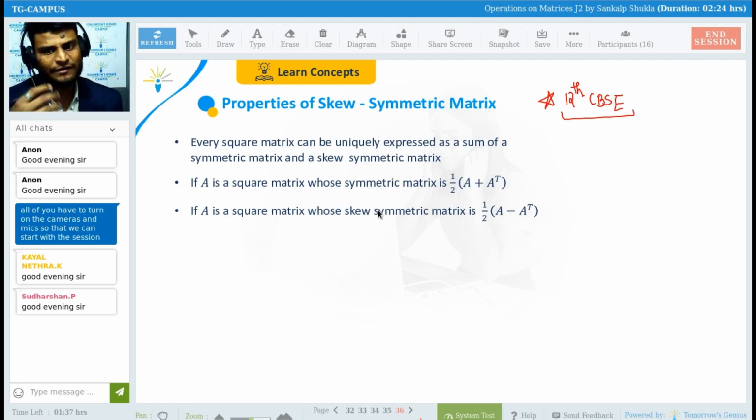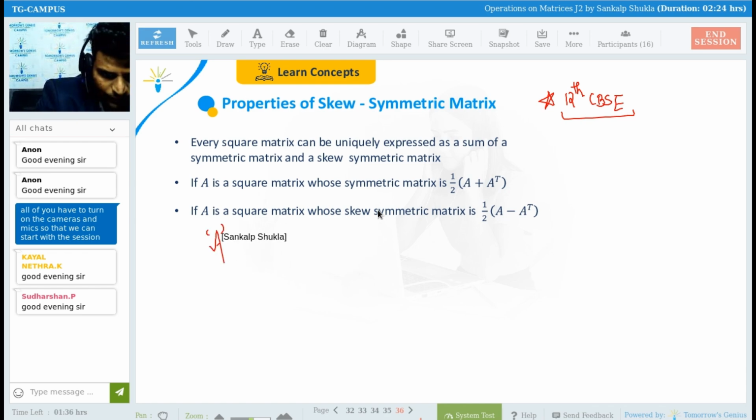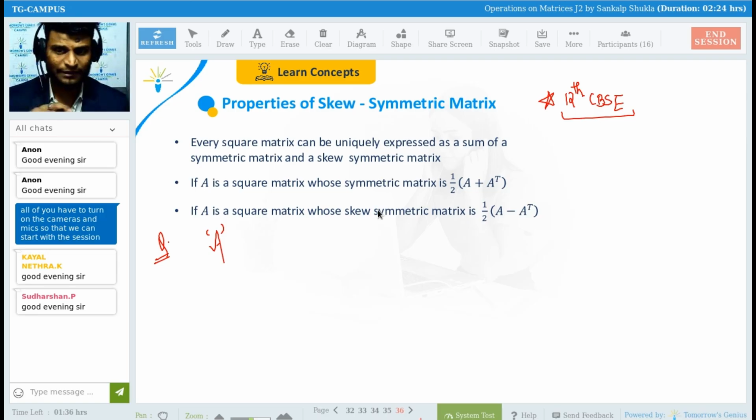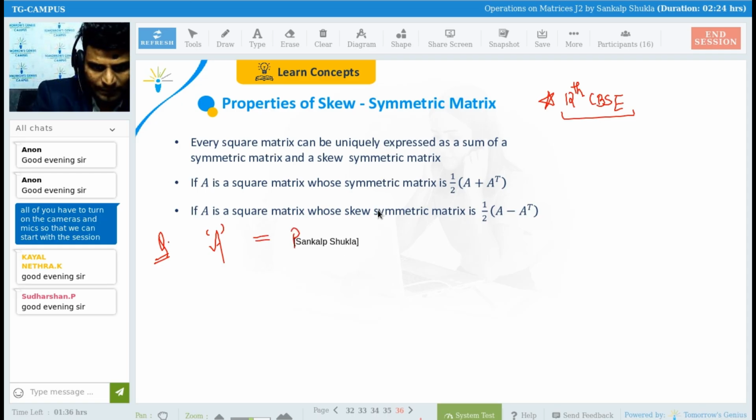The question will be like, express the matrix as a sum of symmetric and skew symmetric matrices. So how do you do that? Suppose a matrix A is given to you, and the question asks you to express this matrix as the sum of two matrices such that one of them is symmetric and the other one is skew symmetric. You have to express A equals P plus Q, where P should be symmetric and Q should be skew symmetric.